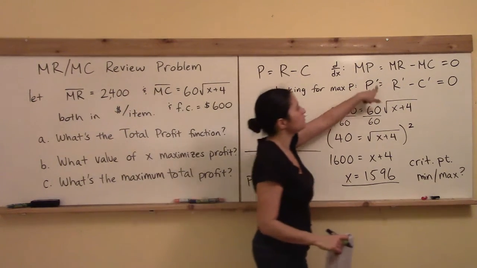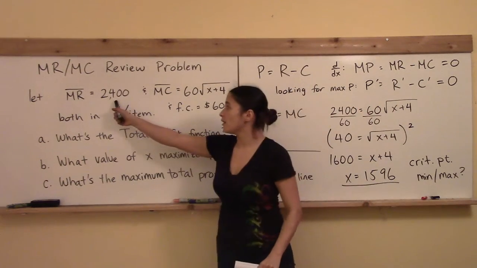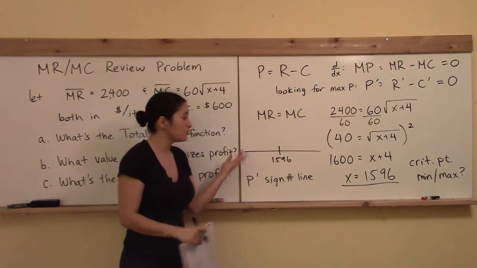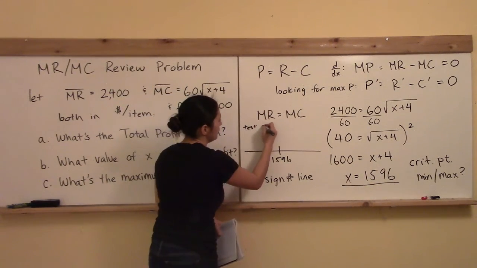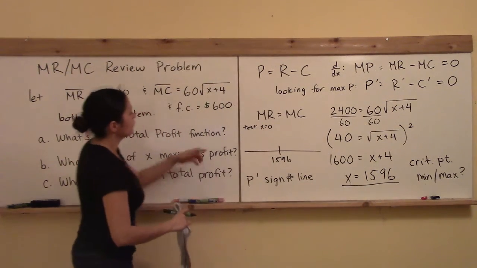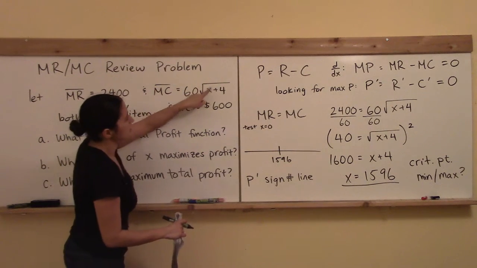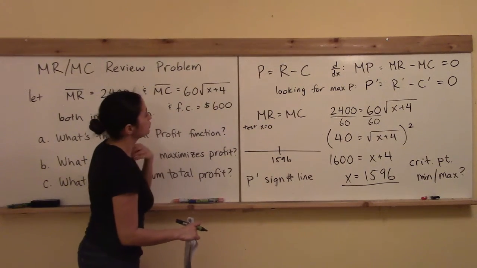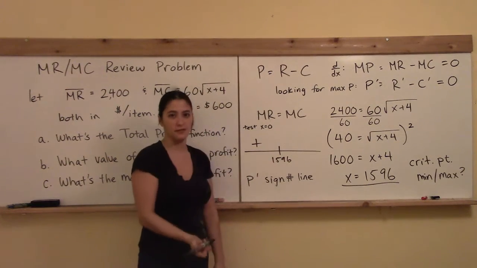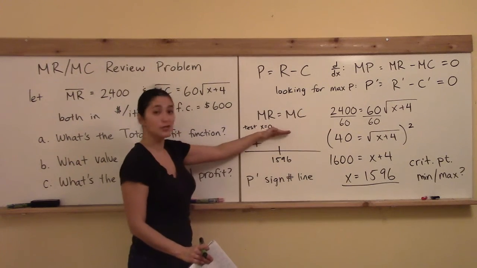Oh yeah, because p prime is MR minus MC, and you have equations for MR and MC right here. So you can just plug in a test point. Let's say you're going to test the point x equals 0 because that's less than 1596. Well, p prime is 2400 minus 60 times the square root of 4. The square root of 4 is 2, so that's 120. That's a positive number. And that means these are all positive numbers. That means that profit is increasing until I hit this horizontal tangent.